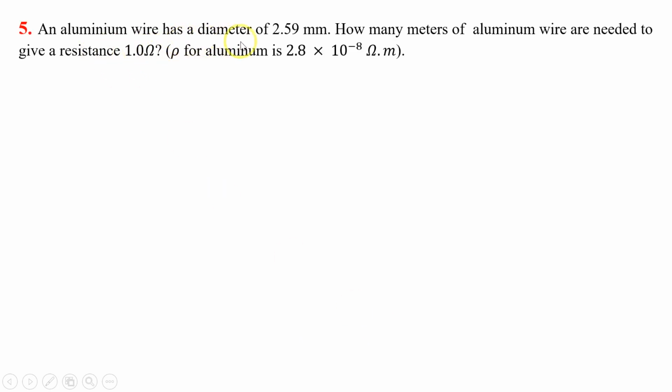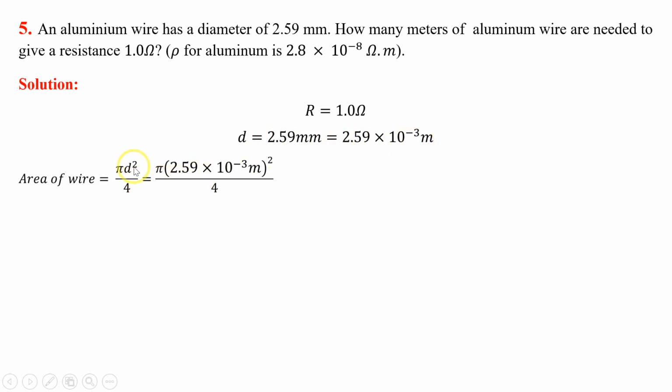An aluminium wire has a diameter of 2.59 millimeter. How many meters of aluminium wire are needed to give a resistance of 1 ohm? Resistivity for aluminium is 2.8 into 10 raised to the power minus 8 ohm meter. The given resistance is 1 ohm. Diameter of the wire is 2.59 millimeter, that is 2.5 into 10 raised to the power minus 3 meter.